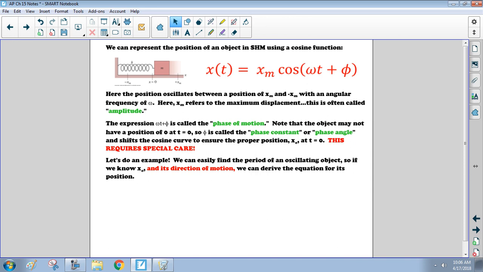Cool? And then it's cyclical, right? I mean, if you graph sine or cosine, it does this, right? Okay? So here the position oscillates between a position of x, the m stands for max. That's why we use that, okay? So x max and negative x max with an angular frequency of omega, right? The omega tells you kind of what the frequency of the oscillation is, measured in radians per second, okay?